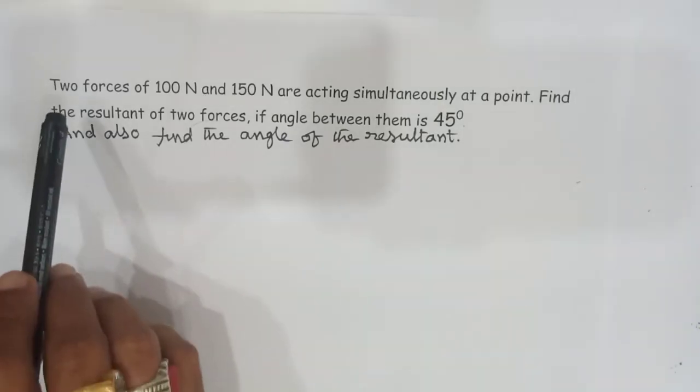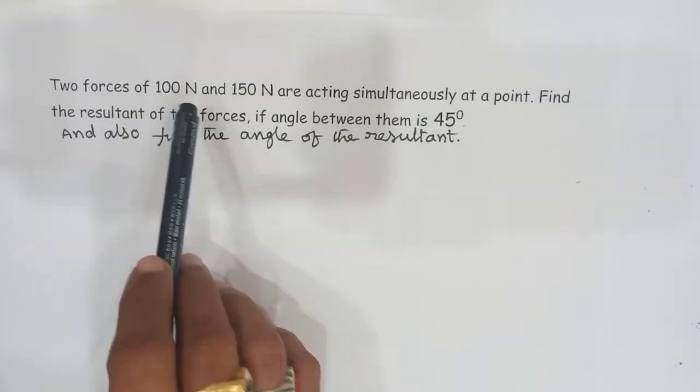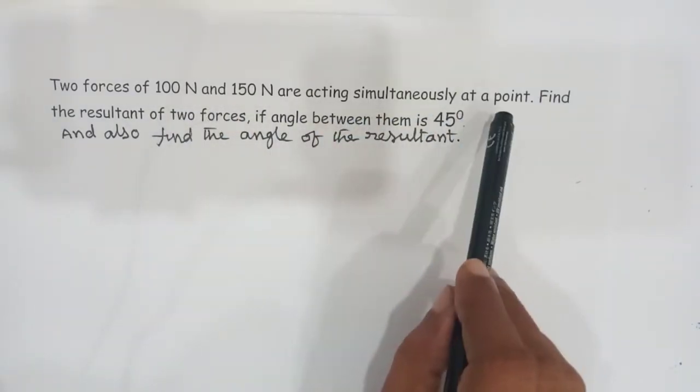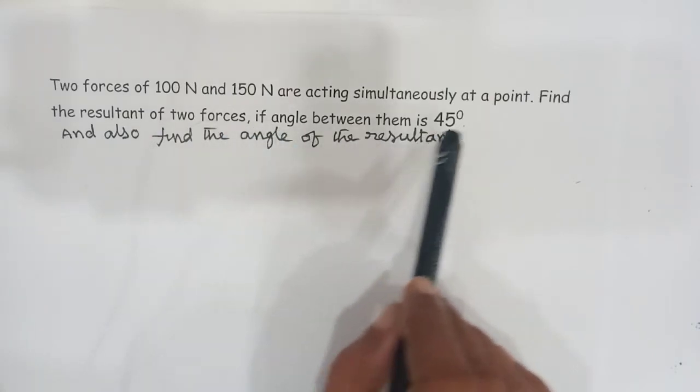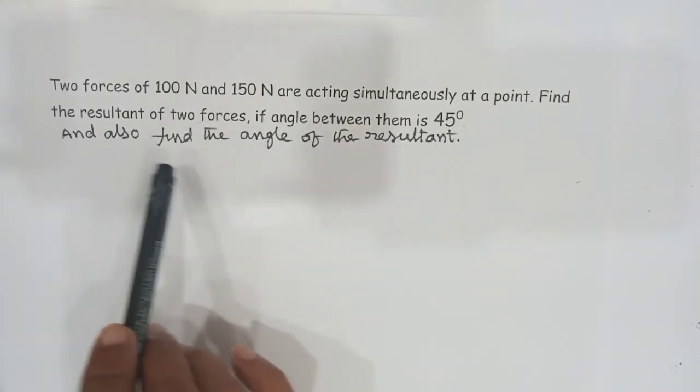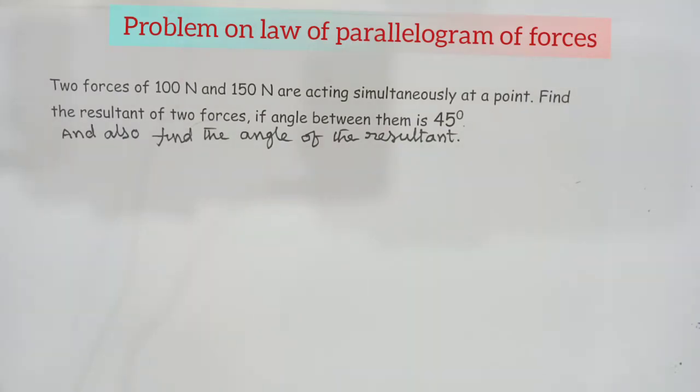The given problem is: two forces of 100 newtons and 150 newtons are acting simultaneously at a point. Find the resultant of the two forces if the angle between them is 45 degrees, and also find the angle of the resultant. Here two forces are given and the inclination between them is also given, and we have to find the resultant force. If only two forces and the angle between them are given, then we can apply the law of parallelogram.